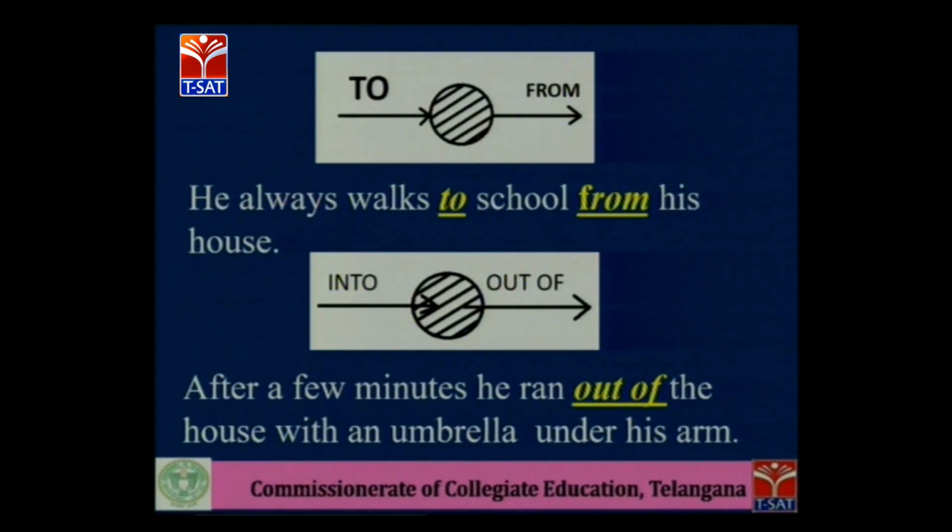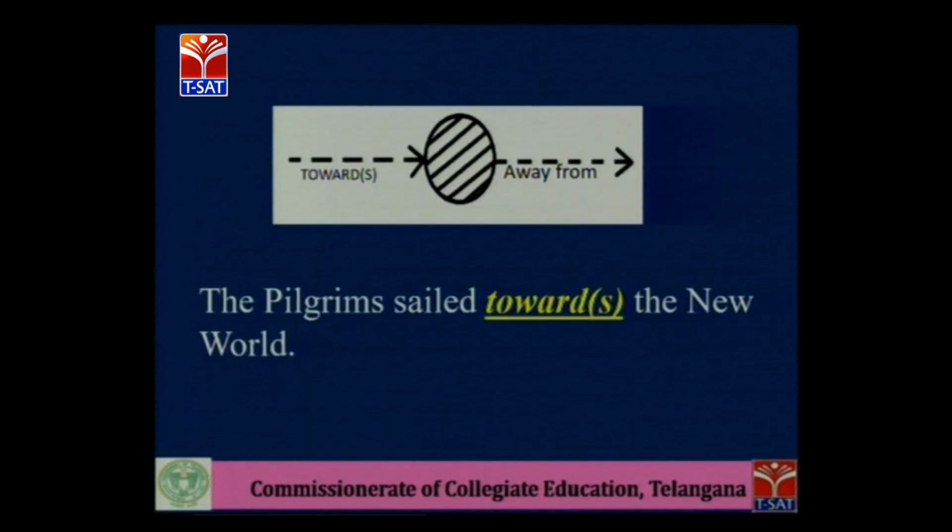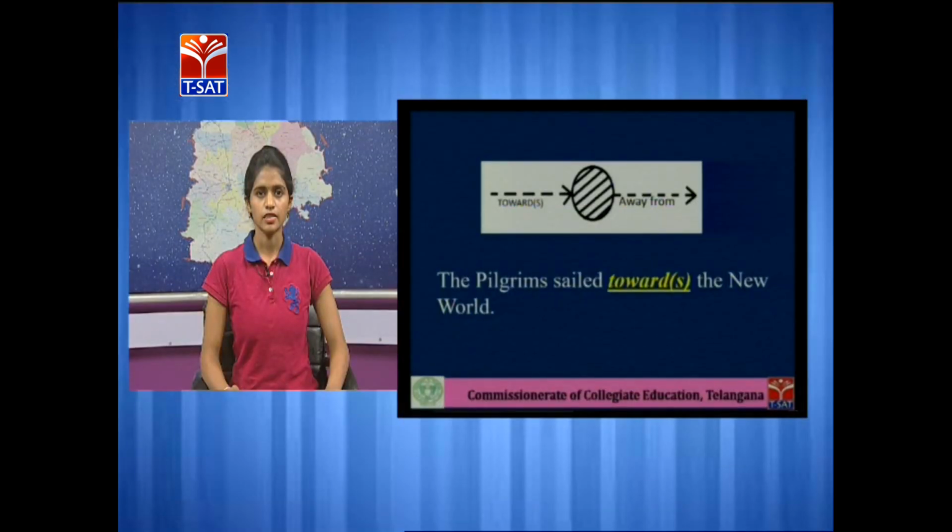Here to and from are prepositions of movement as they are indicating the direction. And in the next one, after a few minutes, he ran out of the house with an umbrella under his arm. Here into and out of are prepositions of movement as they are giving the movement or the direction of the things. And the next one is, the pilgrims sailed towards the new world. Here towards is a preposition of movement, and it is giving us the direction, and hence towards is a preposition of movement.